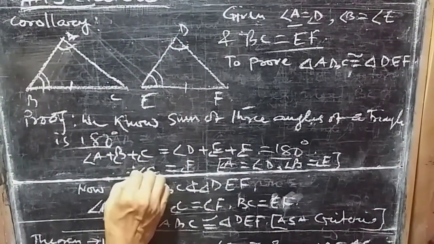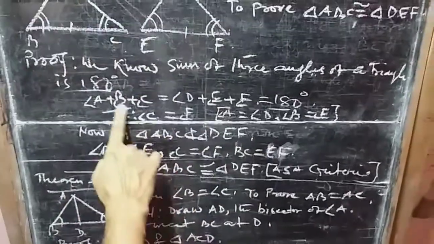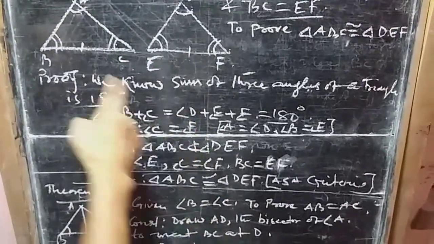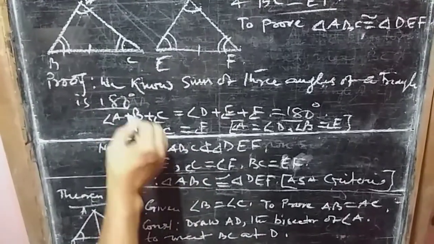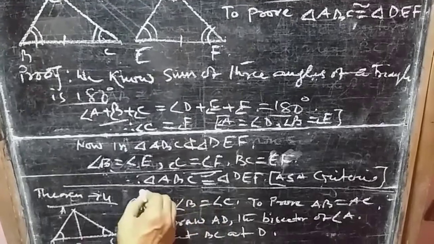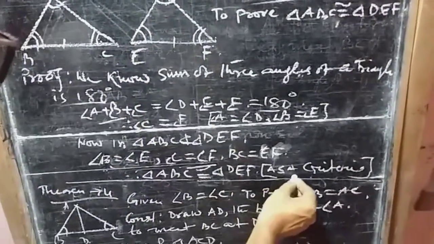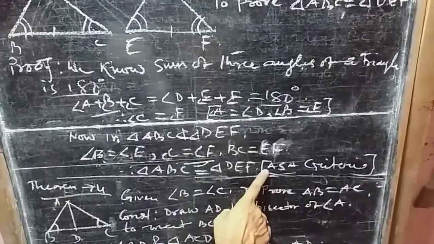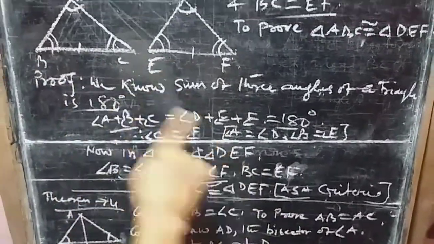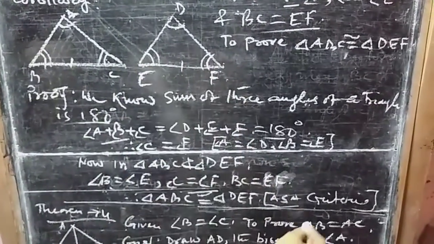Now angle A equals angle D is given, and angle B equals angle E is given. Therefore angle C equals angle F. Now triangle ABC and DEF are congruent because this is ASA. This is the criterion for that.